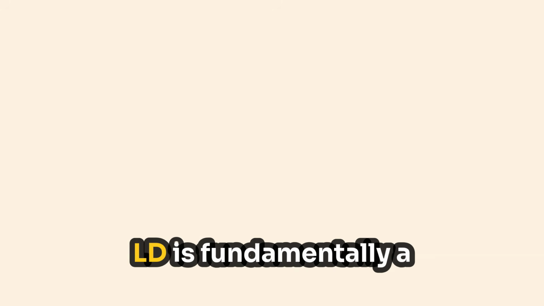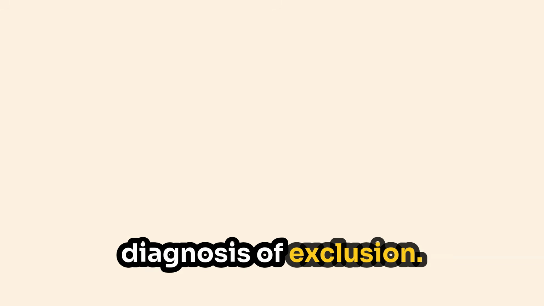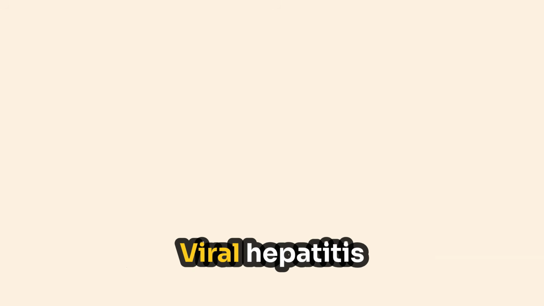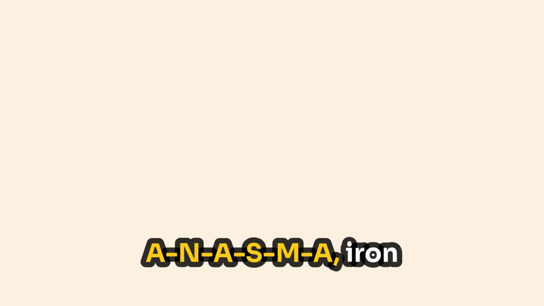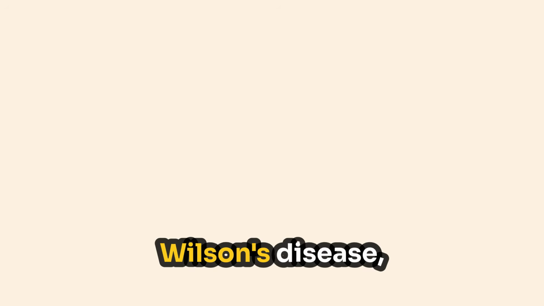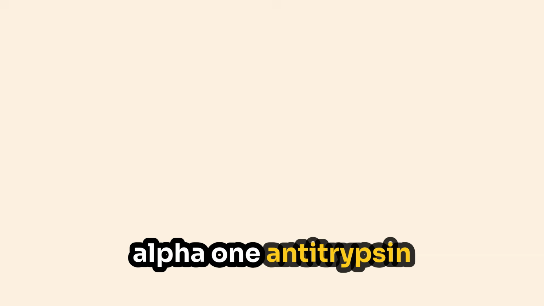First, as we mentioned earlier, the source emphasizes that MASLD is fundamentally a diagnosis of exclusion. Rule out the other stuff first. Viral hepatitis serology, Hep B, Hep C, autoimmune markers like ANA, SMA, iron studies, plasma iron, ferritin, transferrin saturation for hemochromatosis, ceruloplasmin for Wilson's disease, alpha-1 antitrypsin levels, etc. This initial workup is essential before you confidently label something as MASLD.